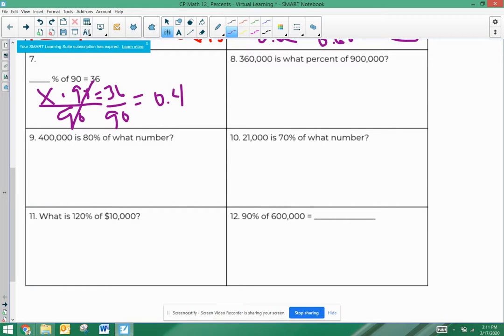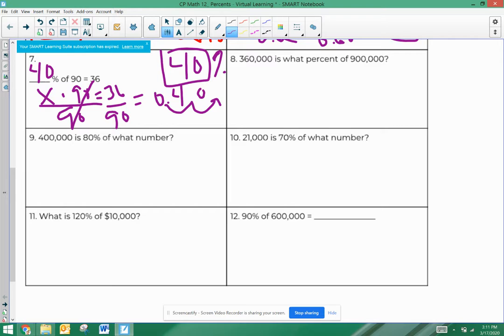So it's not 0.4%. We have to convert that decimal into a percent like we did last lesson. So just bringing the decimal point over, 10 hundredths, percent per 100. So that's 40 now. 40% of 90 is 36, which makes sense because it's a little less than half. A little less than half of 90 would be a little less than 45, and 36 is a little less than 45. Okay.